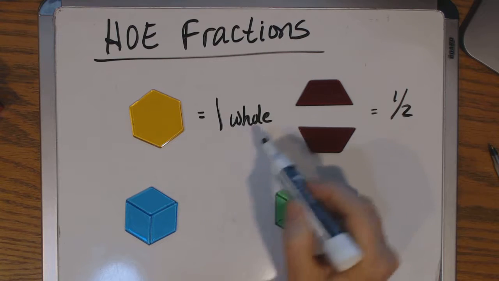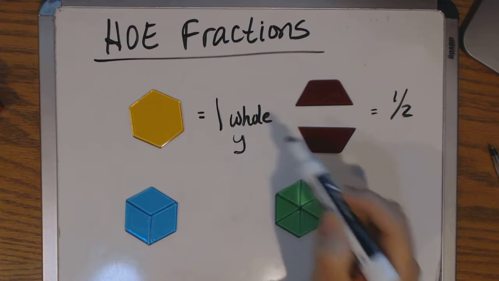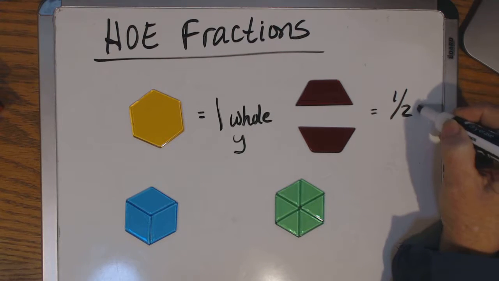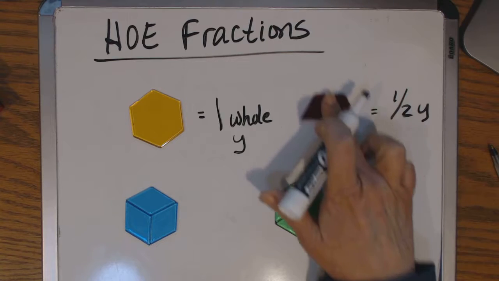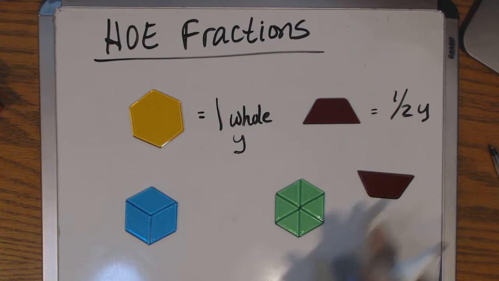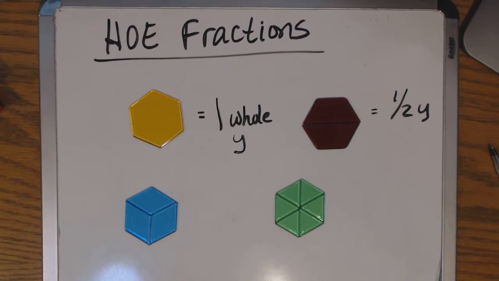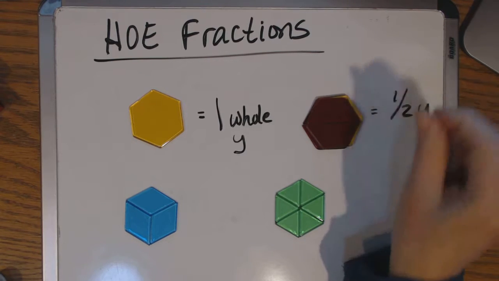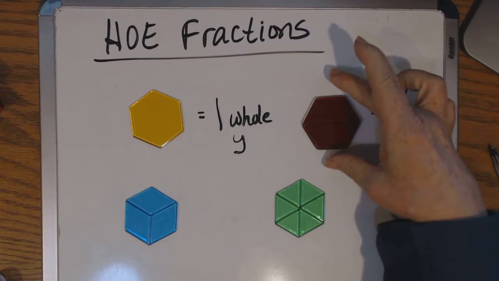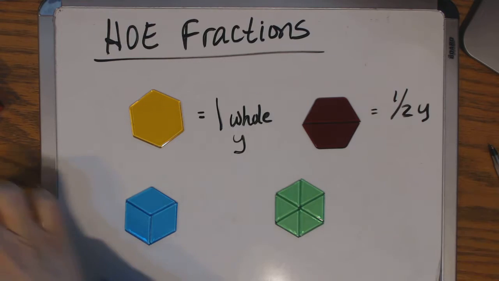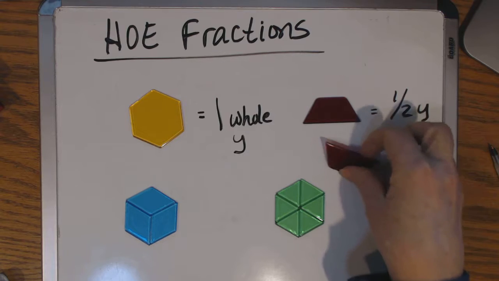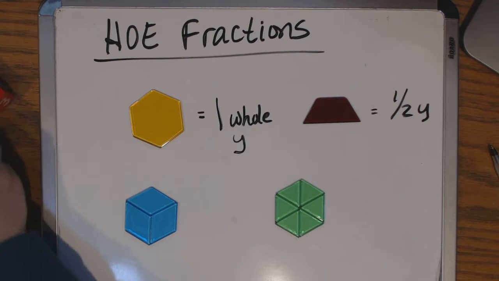So when we say one whole, hands-on equations is going to use the variable, the letter y, which conveniently stands for yellow. Half of y, right, would be one of these pieces. And then, of course, 2 halves would be the same as one whole. We could lay it right on top there, right? So it's equivalent to one whole. But each individual piece would be 1/2, okay?